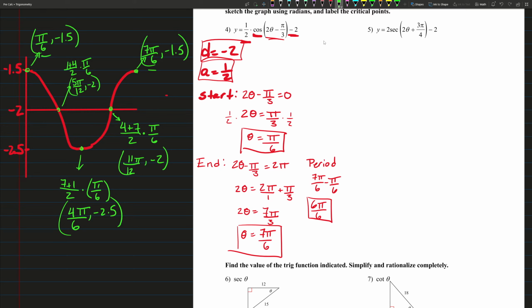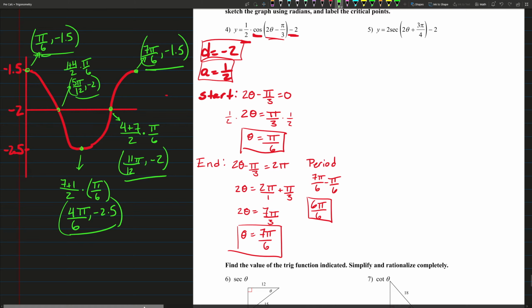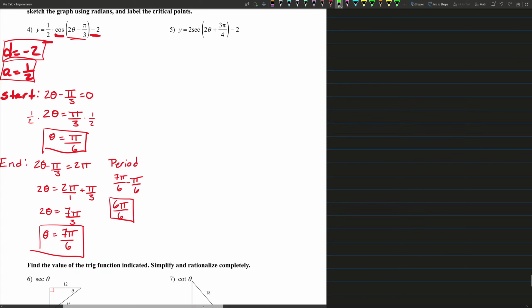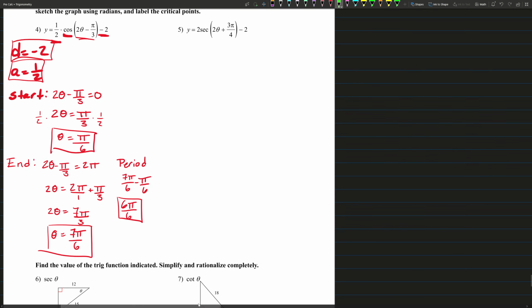And then this would be all the work that you show, right? So you find the vertical shift, you find the amplitude, the start, the end, and the period, and then you graph it, right? So the correct shape, that's worth points, and then each of these points, each of these is worth a point. For secant, you do kind of the same thing, but then there's one more step at the end.